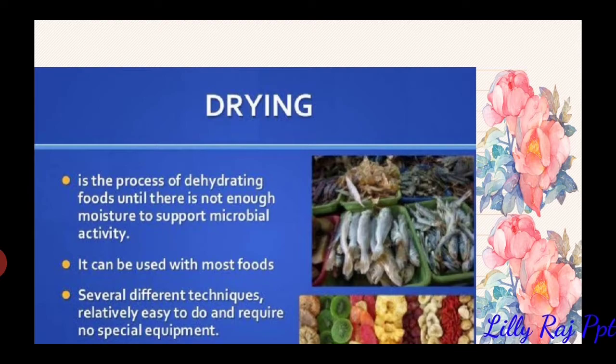There are several different techniques. For example, dry fish, dry fruits like cashews, nuts, raisins. These foods can be used with the drying preservative method. It is relatively easy to do and requires no special equipment. For drying there is no need of special equipment, because we can dry in sunlight.